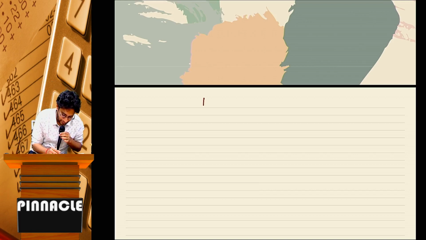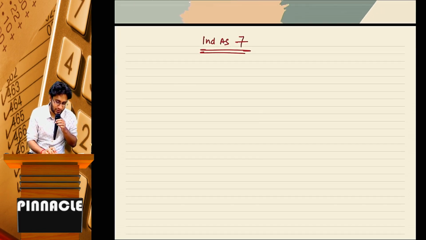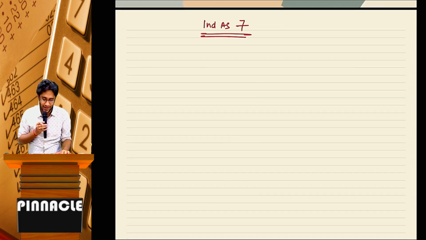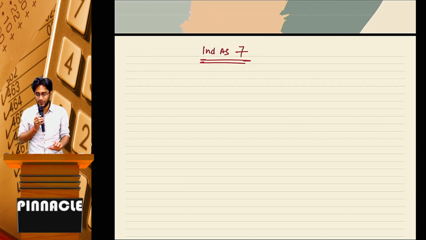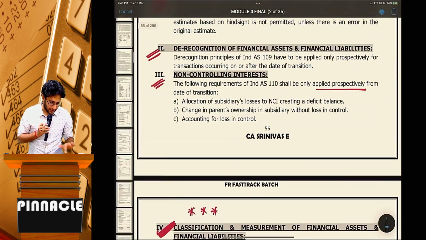Okay, guys, our next standard will be IND AS 7, which is your cash flow statement. IND AS 7, cash flow statement, or rather statement of cash flows. This is module 4, your first chapter.